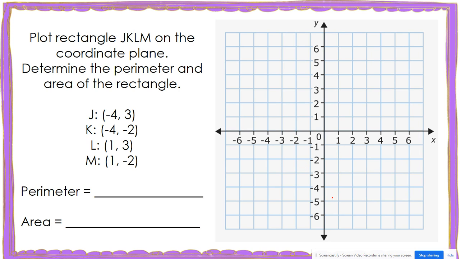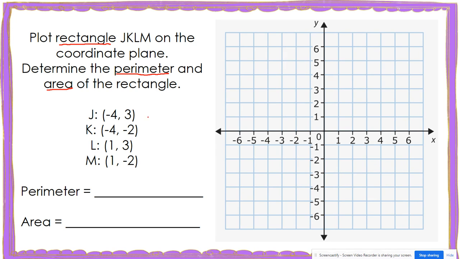We can also use coordinate planes to plot figures. We can use those figures to solve problems like perimeter and area. You see that you are given the coordinates for J, K, L, and M, and it tells us that it's going to create a rectangle. We are going to use that rectangle to find the perimeter and area. The first thing we need to do is plot our points on the coordinate plane.